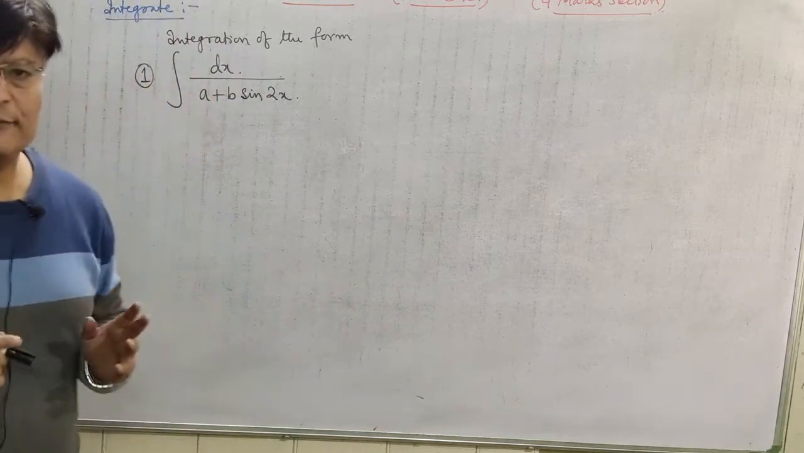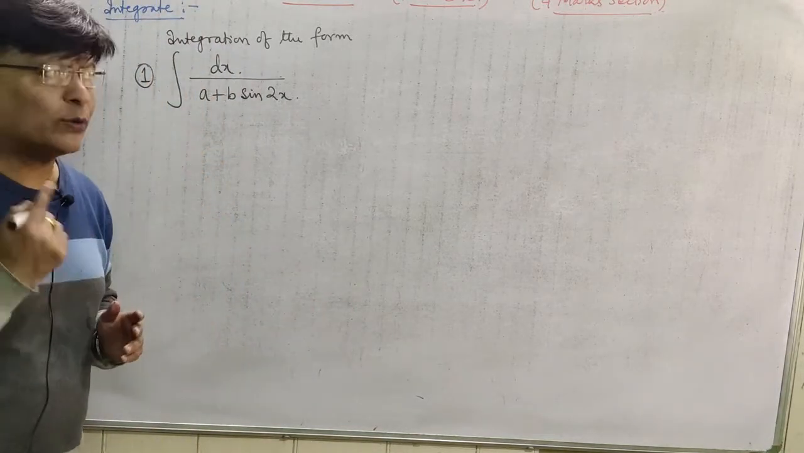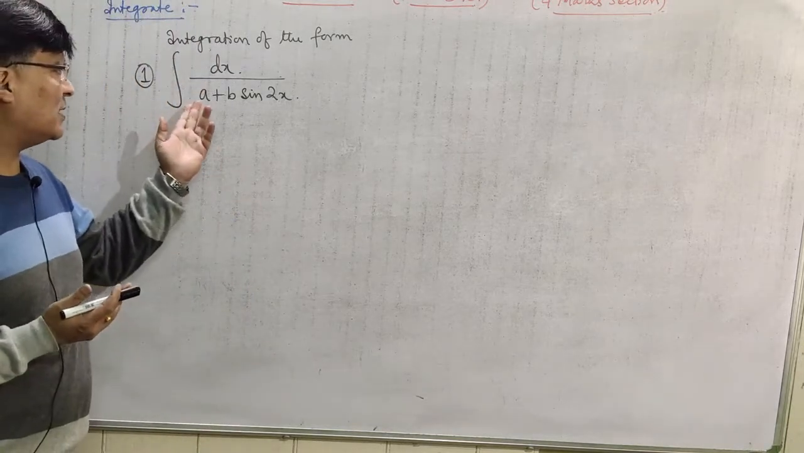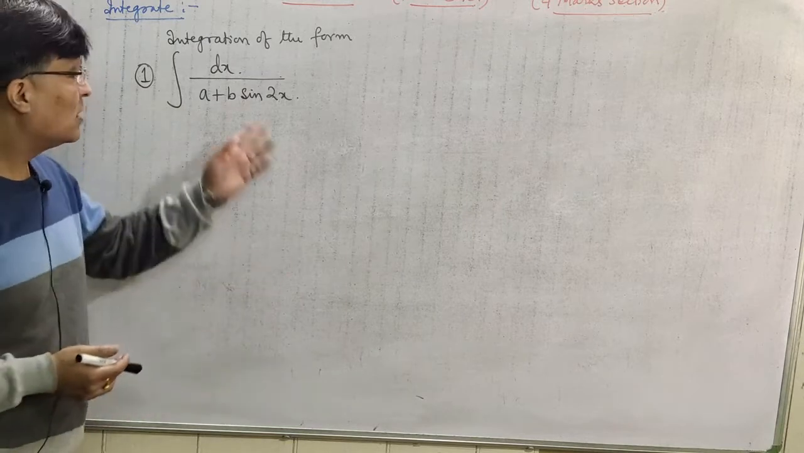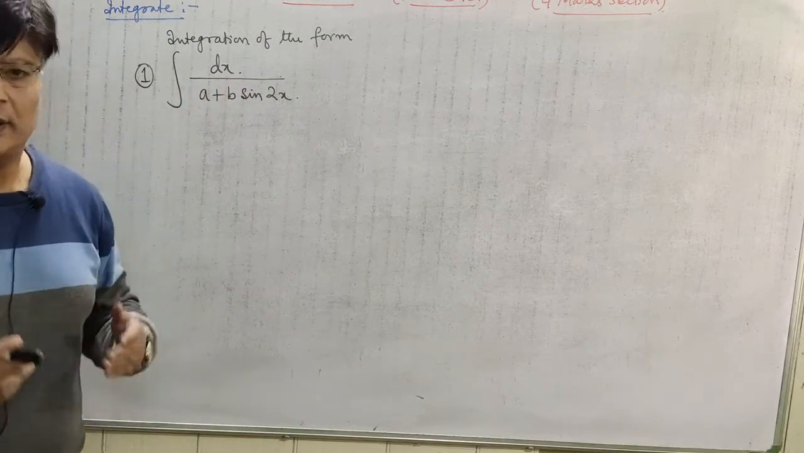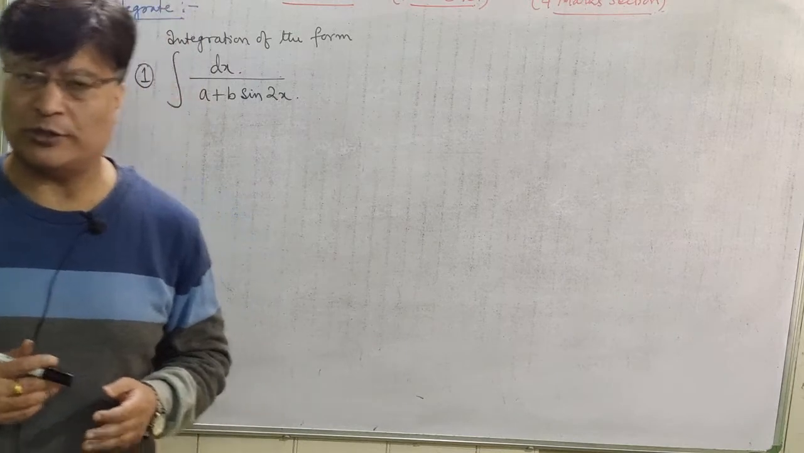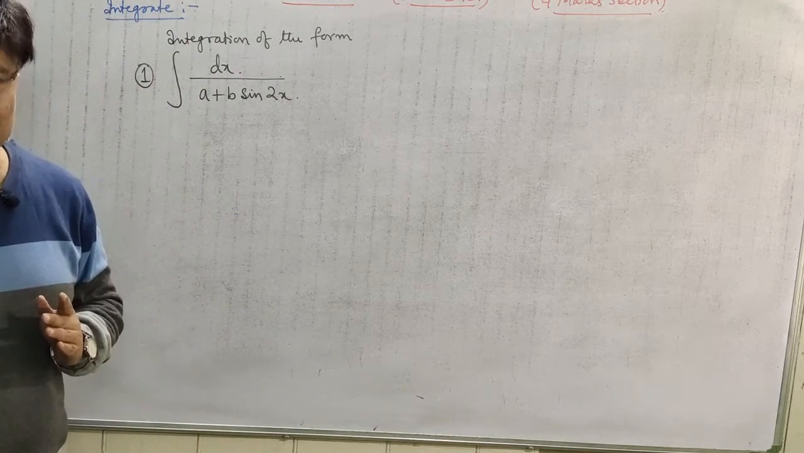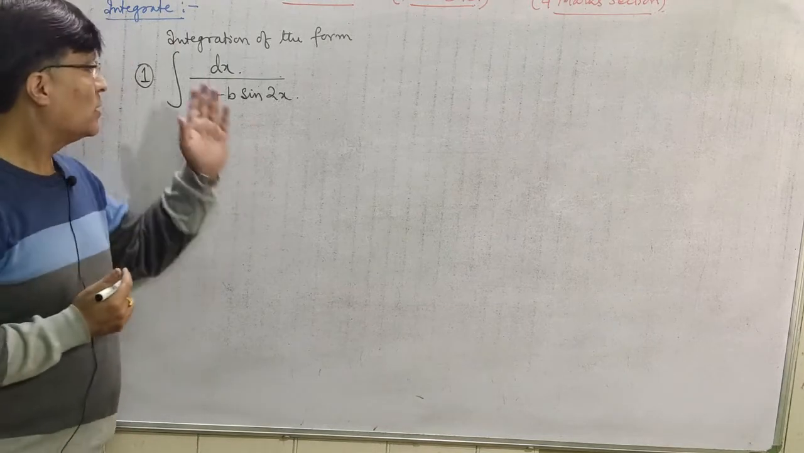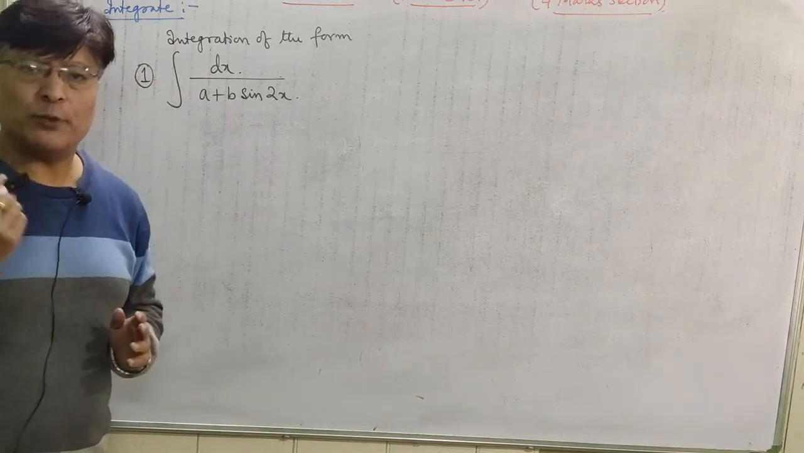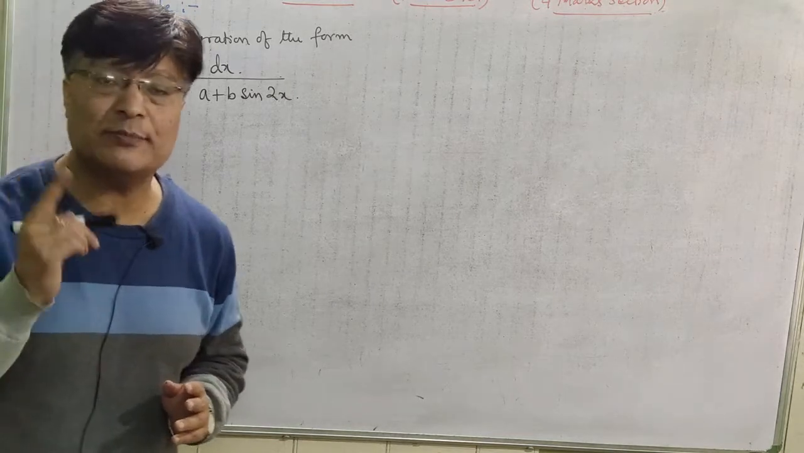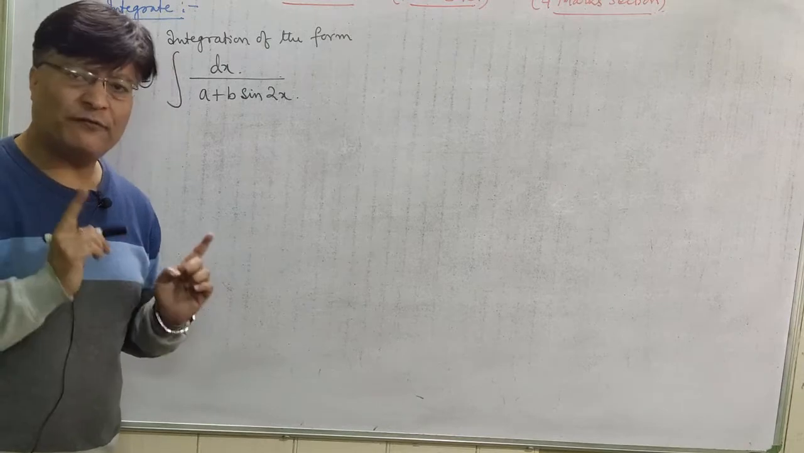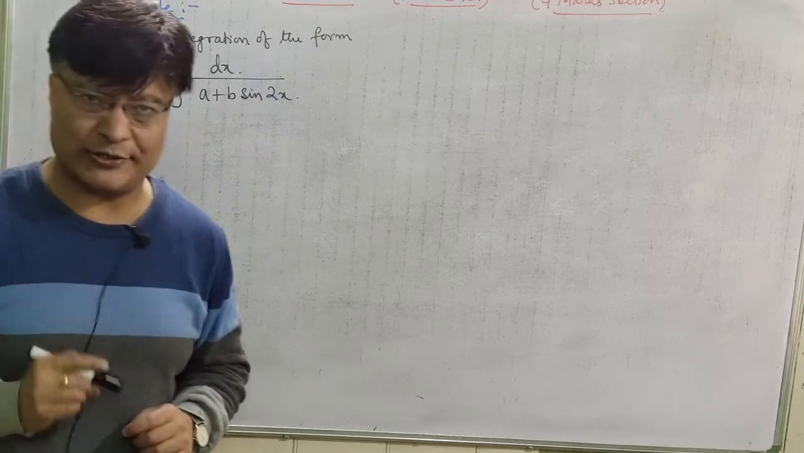Whenever you have such type of integration, how can you evaluate it? You cannot just take a plus b sine 2x as z, because this is not an algebraic function. This is a trigonometric function. So in this case, you should use a different method of integration. You have to put the formula for sine 2x in terms of tan x.